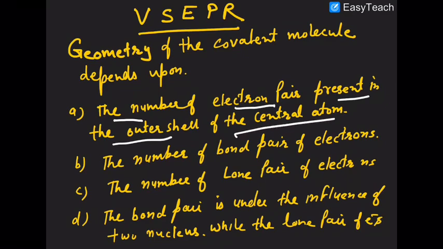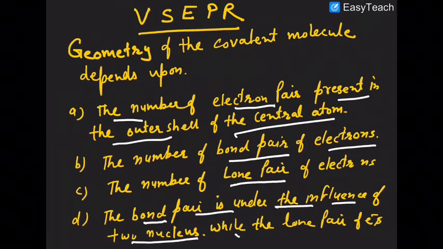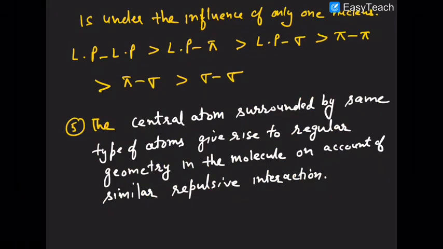It means the electronic configuration of the central atom matters here. Second, how many bond pairs are present around the central atom. Third, how many lone pairs are present around the central atom. Why is this taken into consideration? Because a bond pair is under the influence of two nuclei, while a lone pair of electrons is under the influence of only one nucleus.